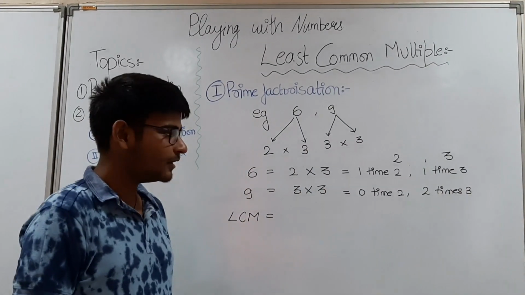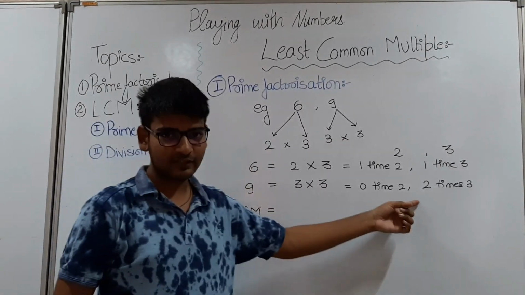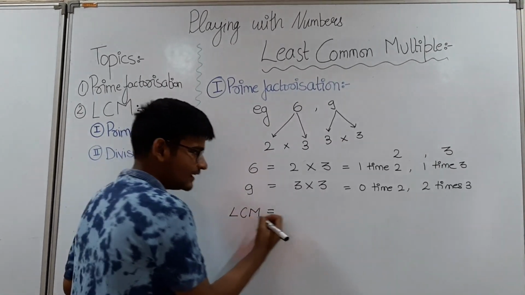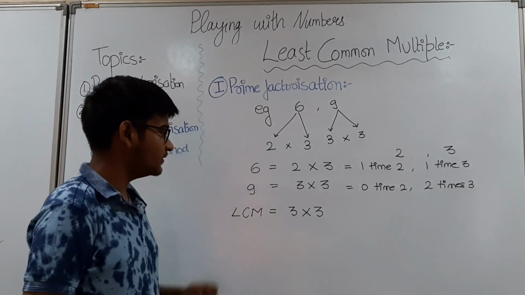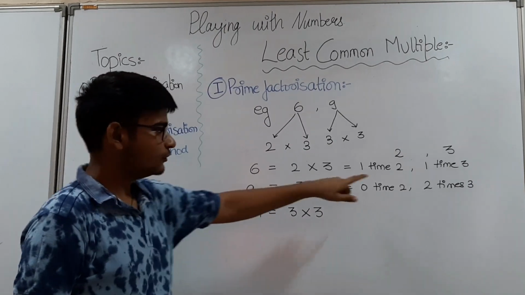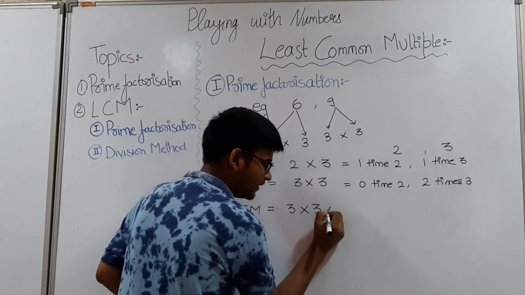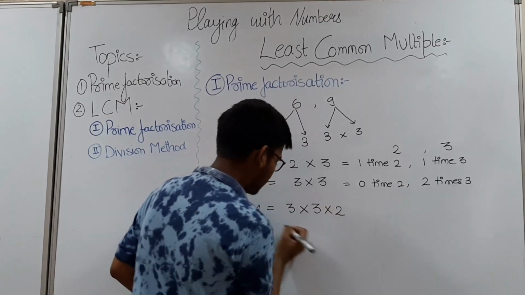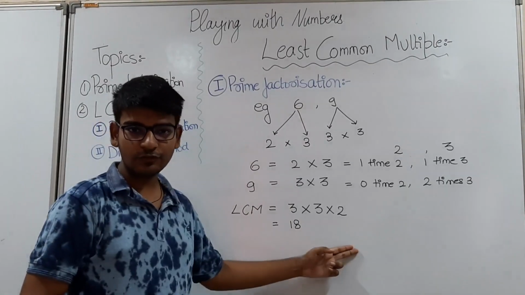So the maximum number of times 3 occurs in either of the numbers is 2 times. So in LCM we will write 3 two times, and since in both the numbers 2 occurs at most 1 time, we will write here 2. So our LCM is 3 into 3 into 2.